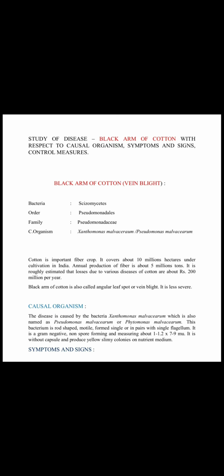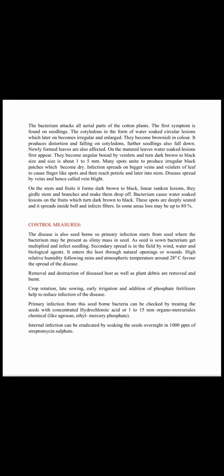The next point is the symptoms and signs. The first symptom is that the bacteria attack the aerial parts of the cotton plant. The first symptom is found on the seedling. On the cotyledons, water-soaked circular lesions appear, which later become irregular and enlarge. They become brownish in color.